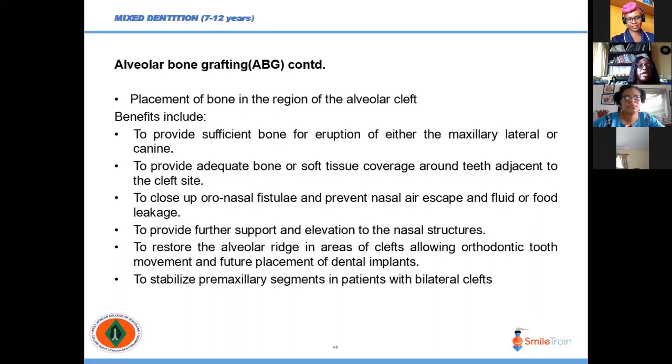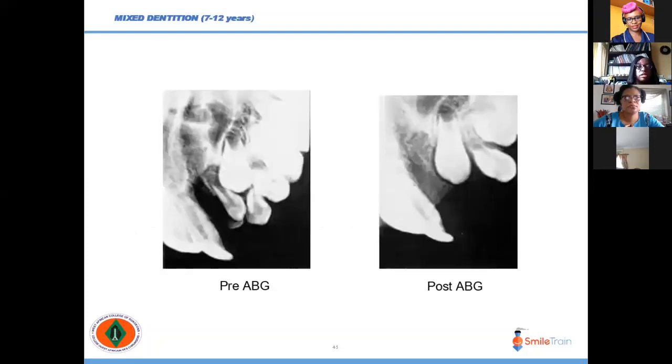Again, the only thing I want you to take home as orthodontists is that alveolar bone grafting helps us to connect the two segments of the arch, or the three segments of the arch, so it stabilizes the arch for us. And it also prepares the patient for prosthodontic wear if and when they need it. Teeth can also be moved into the alveolar bone graft as and when necessary. So this is just two periapical radiographs showing the patient before alveolar bone grafting and after alveolar bone grafting.